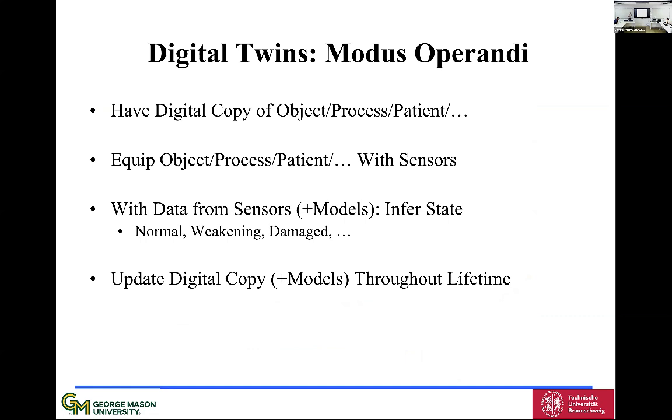Okay, so this is the modus operandi. We have a digital copy. We equip the object, or whatever it is, it could be a patient as well, with sensors. And then with the data from the sensors, we infer the state of the object, and then we go and do some maintenance, and we update the digital copy throughout the life cycle.